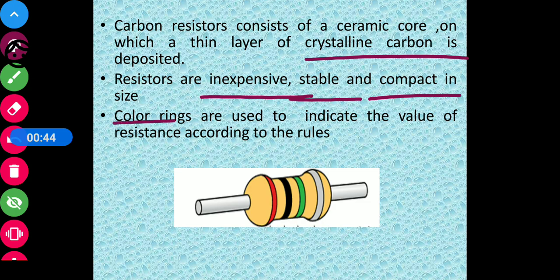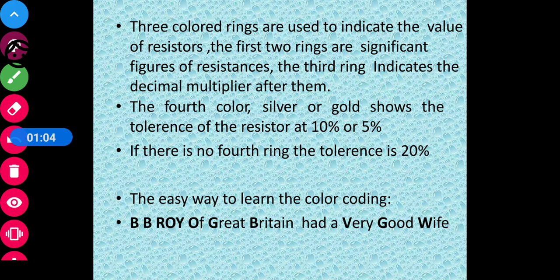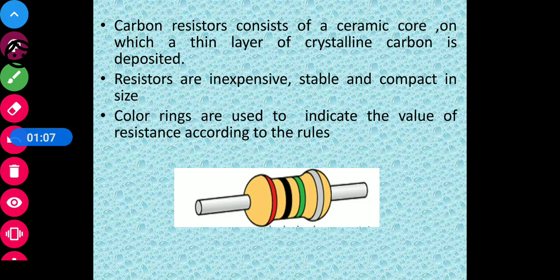You can see the color rings are used to indicate the value of the resistance according to the rules. Rings of different colors are made on these resistors, and these different colors are helpful in decoding to find the resistance of the resistor. For this, the first three color rings are used: the first two colors for the significant digits, the third one is for the multiplier, and the fourth ring is for the tolerance. If there is no fourth ring, it means that the tolerance is 20%.